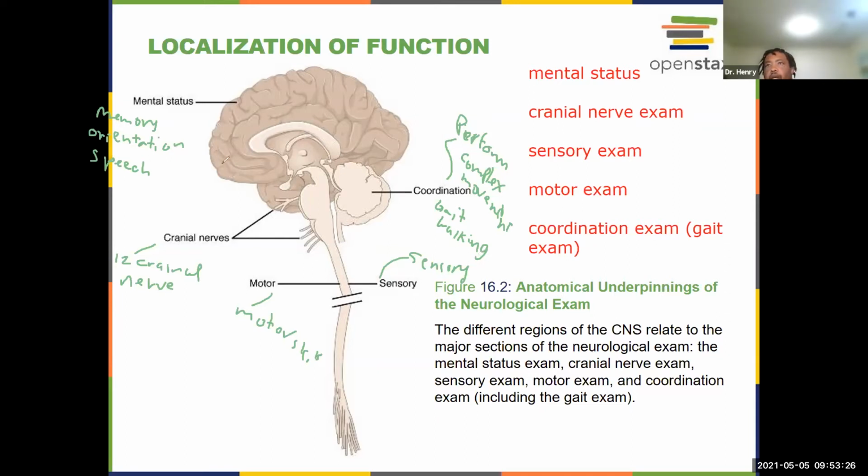So this one is going to be looking at your cerebellum, and mostly your cerebral cortex.